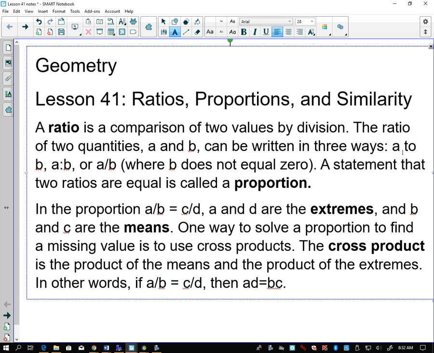One way to solve a proportion to find a missing value is to use cross products, or cross multiplication. You've heard the phrase cross multiply and divide if we're trying to solve for a piece of that.